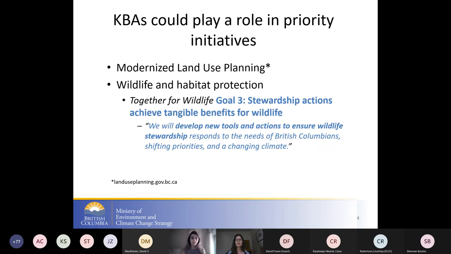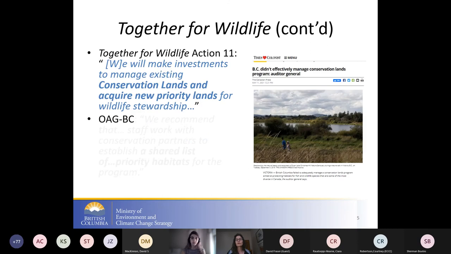And then again, with Together for Wildlife, one of their goals is that stewardship actions achieve tangible benefits for wildlife, with an action of developing new tools and actions to ensure wildlife stewardship responds to the needs of British Columbians' shifting priorities in a changing climate. And furthermore, that same strategy has another action that commits to making investments to manage existing conservation lands and acquire new priority lands. And again, this is work that's ongoing.